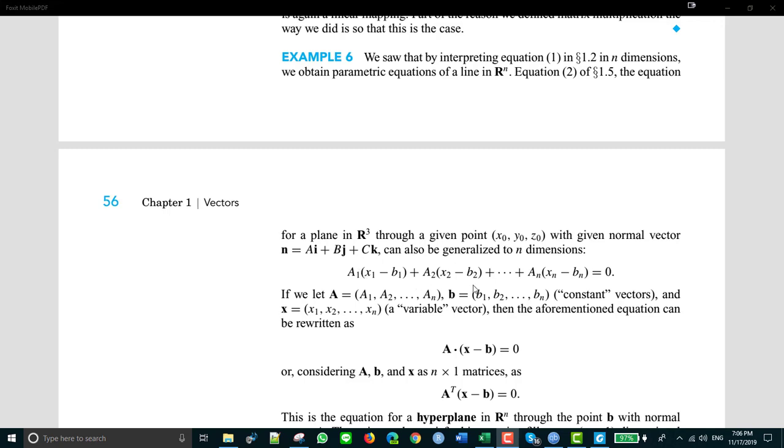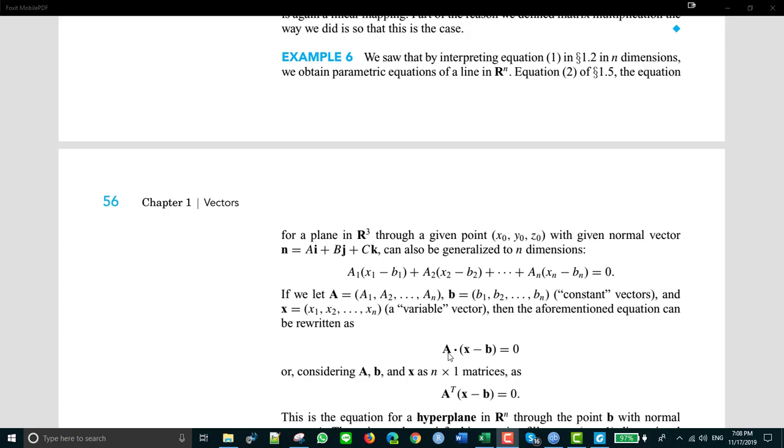So remember, when we just had A1, A2, and A3, this was the equation of a plane. Now we can write this like this: if we define a vector A equal to this and a vector B equal to this, and x is this, then A dot x minus B is exactly this up here. So A dot (x minus B) equals 0.